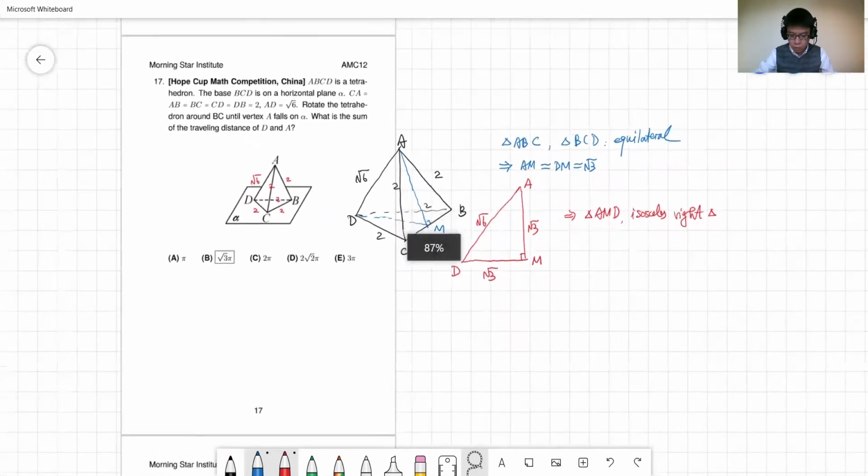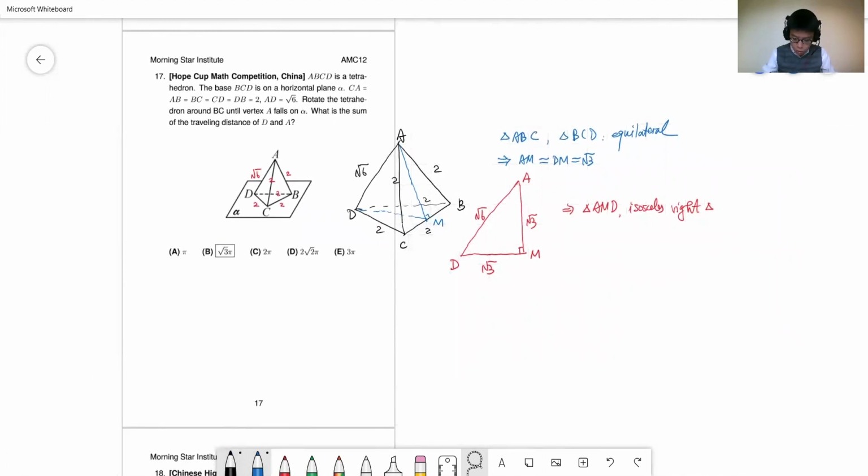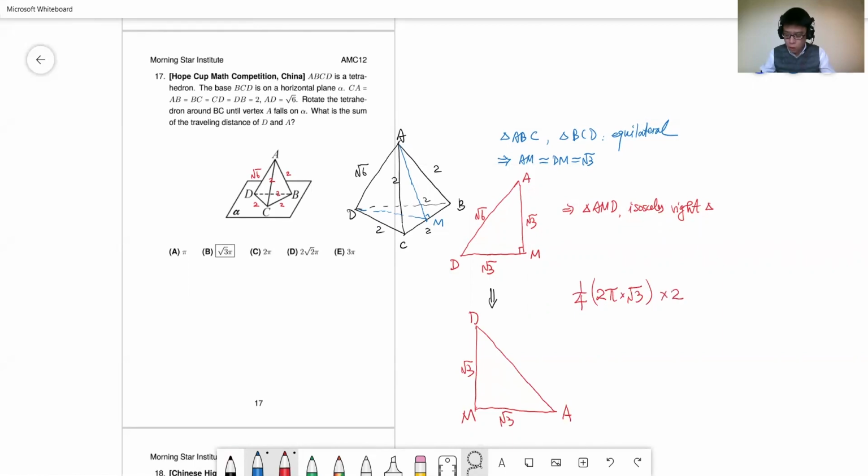Let me zoom out. If I rotate, I will get the result as follows. Here's A, here's M, here's D, right? So both of them rotate 90 degrees, and the radius is root 3. So we just calculate the length of arc, 2 pi times the radius root 3, and both of them have 1/4, but we have 2, so times 2. This gives you root 3 pi. That's the answer.